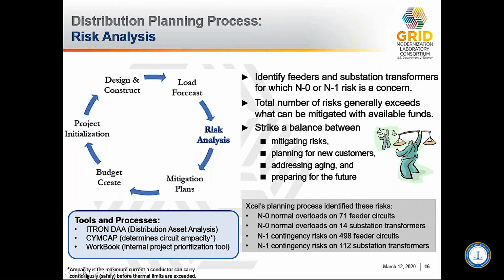And the planner must strike a balance between a number of factors that could be in tension. The risk must be mitigated. At the same time, you have to plan for new customers who are coming online. You have to address aging, and you also need to prepare for the future and evolve the system to meet new types of non-traditional loads.